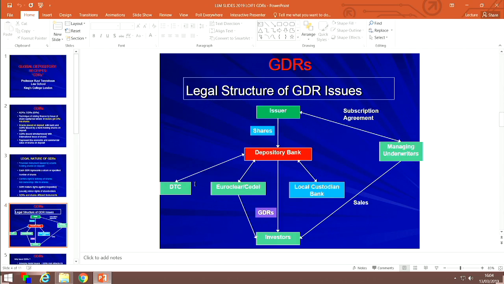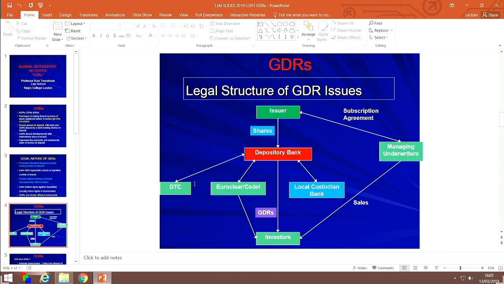So the structure, again using a bond issue structure: you have an issuer of shares, which would be a corporate entity. It issues the shares to whom? A depository bank. What does the depository bank do? It issues GDRs to investors, just as someone would issue international bonds in the global markets. Where are they held and traded? The usual suspects: Euroclear, Clearstream, DTC.